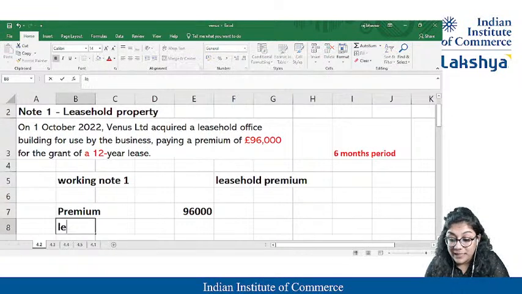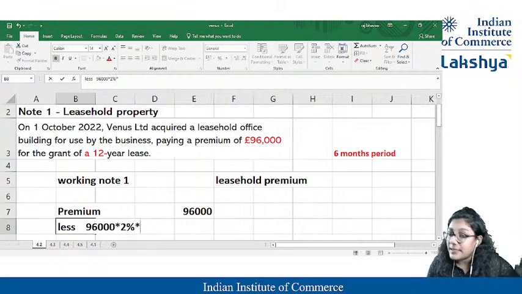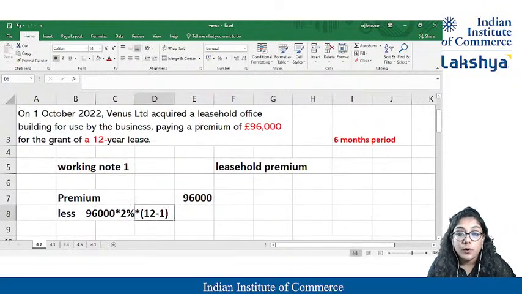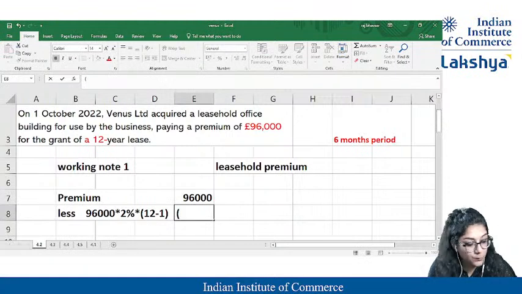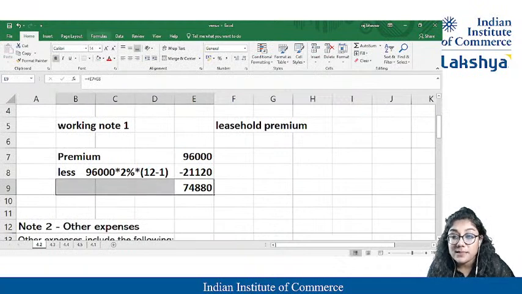But less, what I have to do, guys, less 96,000 multiplied by 2% into that number, minus that thing, that is 12 minus 1. So if you calculate this, you will always get 21120. So if you reduce it, what amount are you all getting? Students, this was the total amount that you were supposed to understand.